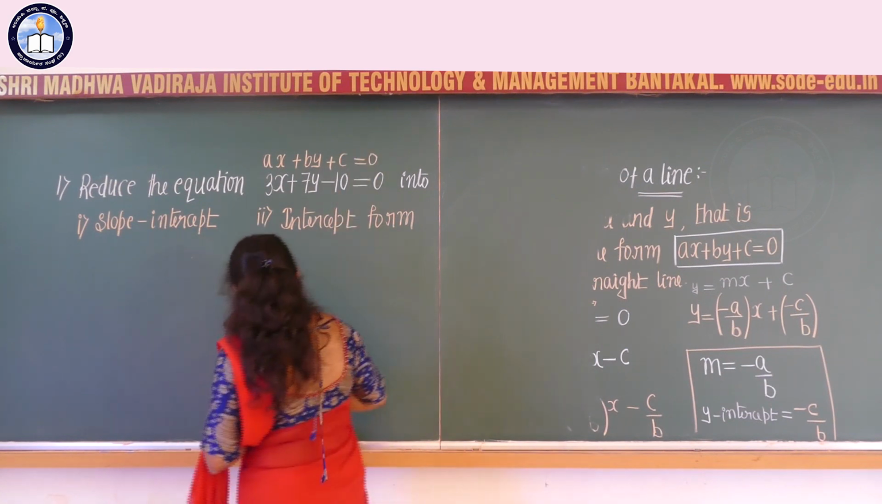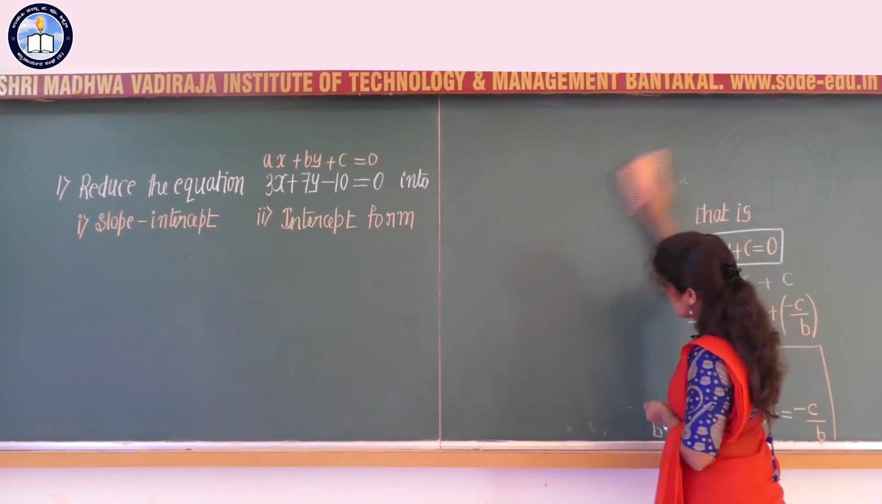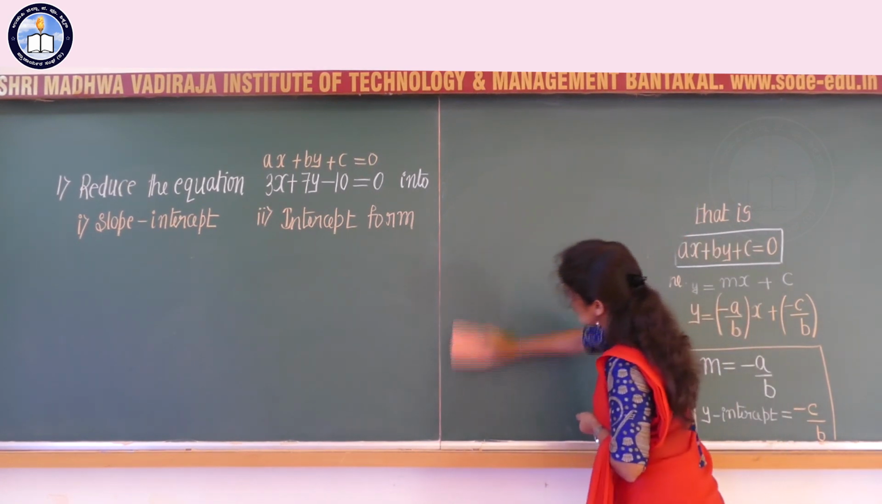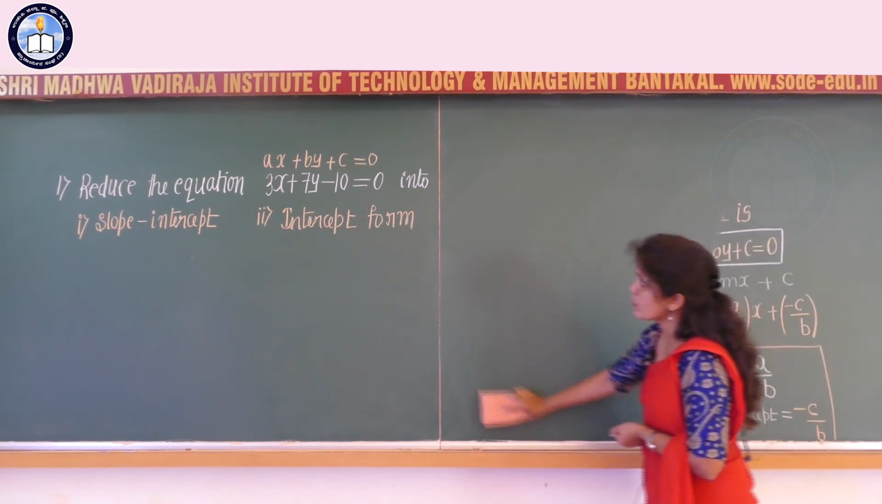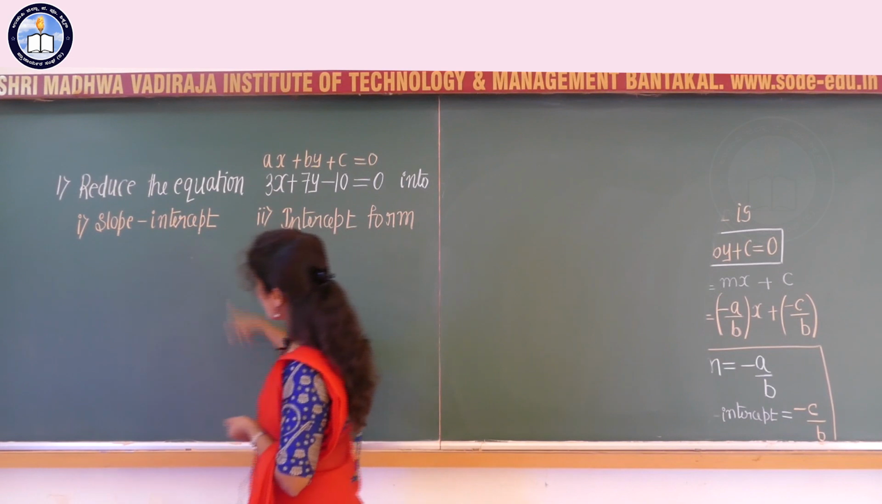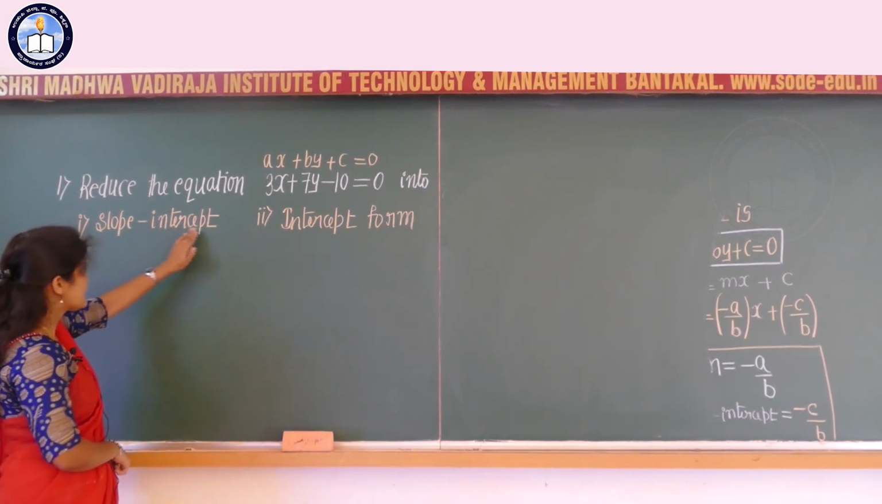Given equation is present in the form of ax plus by plus c equal to 0. That implies the value of a is equal to 3, value of b is equal to 7, and the value of c is equal to minus 10. Now this equation we need to write in the form of slope intercept form.